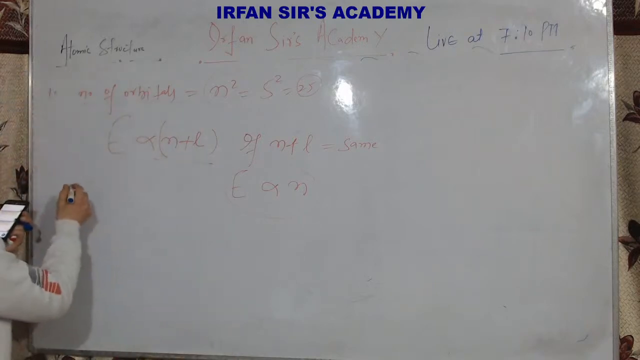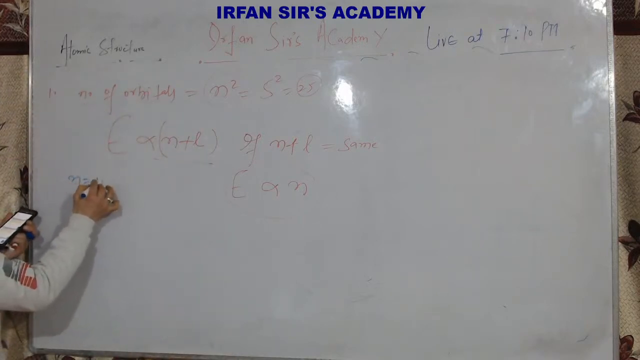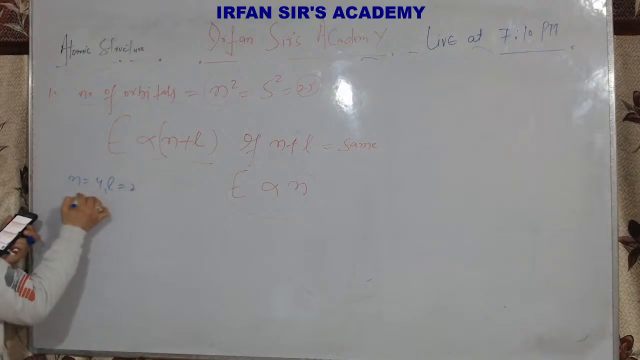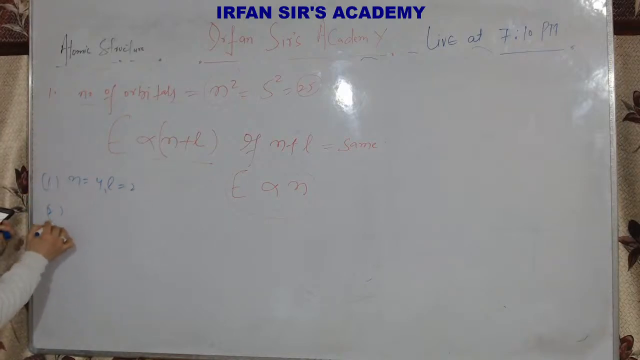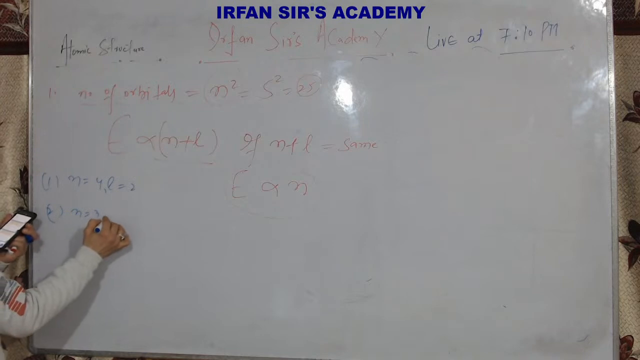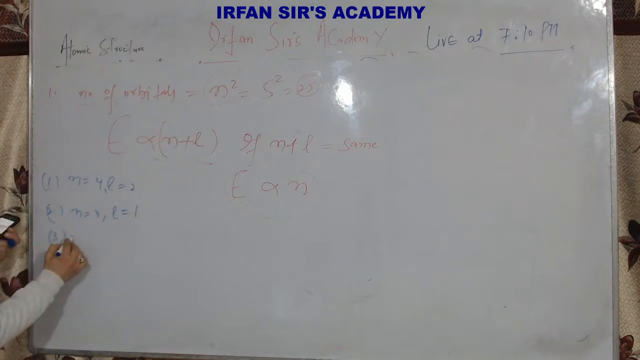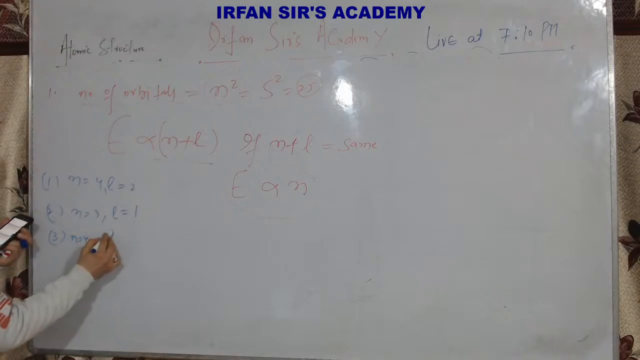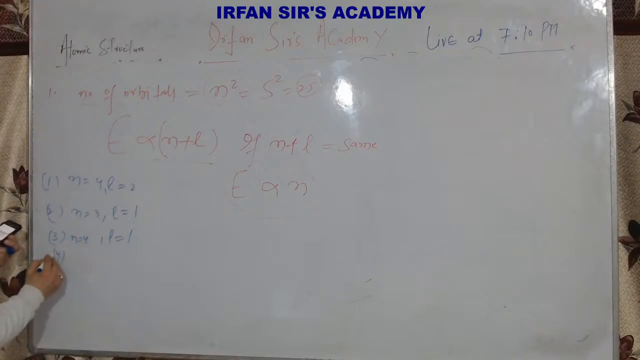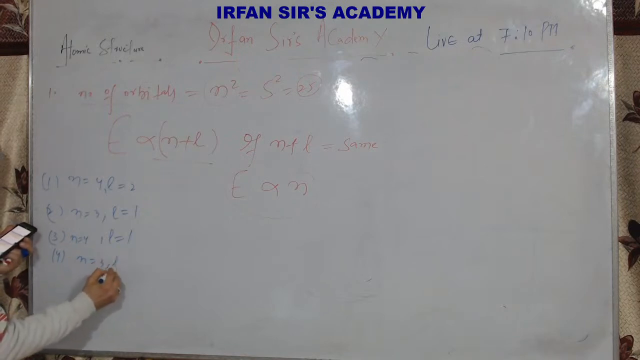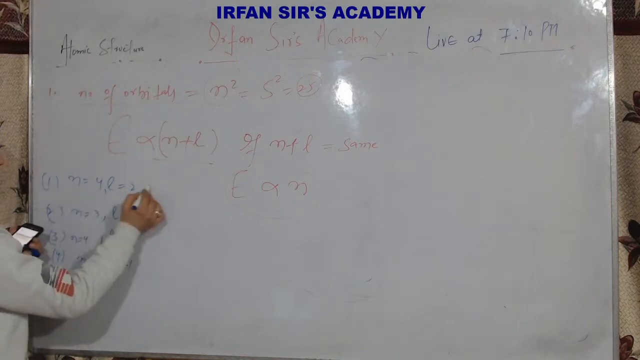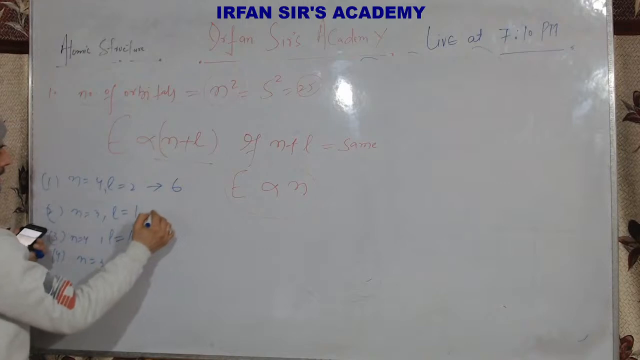We are bothering about n equal to 4, L equal to 2. That's the first option. Second is n equal to 3, L equal to 2. Third option, n equal to 4, L equal to 1. And fourth option, n equal to 3, L equal to 1. What is the value of n plus L? 4 plus 2 is 6.